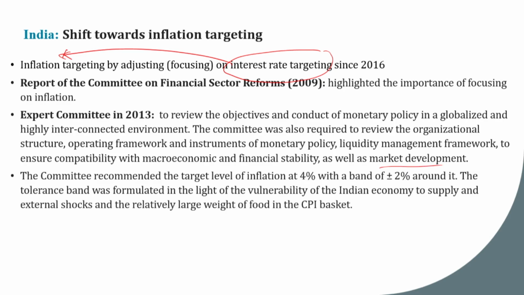So finally, the committee recommended a target level of inflation at 4% with a band of plus or minus 2% around it. So in that way, you can see that the lower target level is 2% and the upper limit is 6%. The tolerance band was formulated in the light of the vulnerability of the Indian economy to supply and external shocks and the relatively large weight of food in the CPI basket.